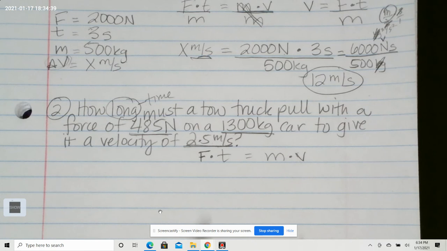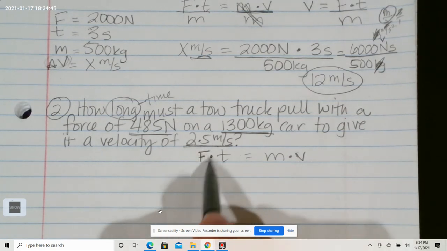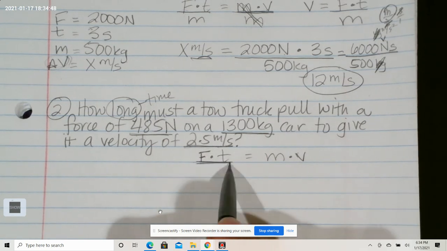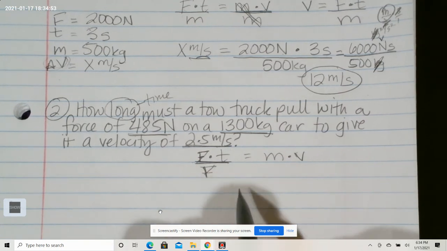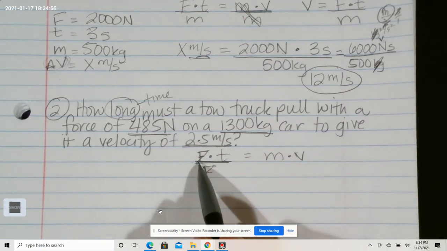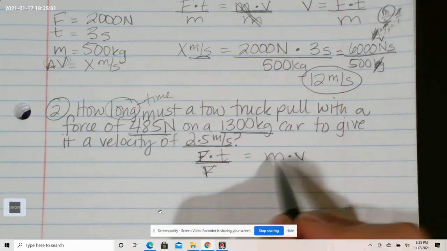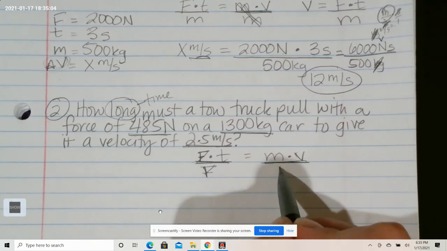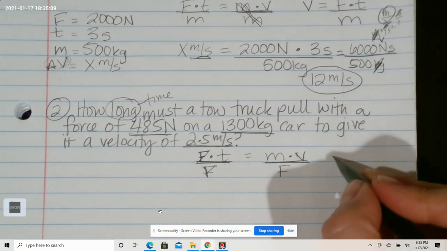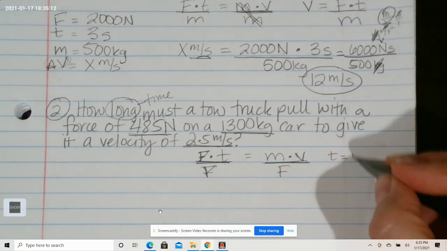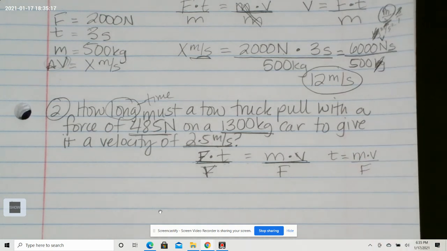So if I want to find time, I need t by itself. That means I got to get rid of the f. I got to get rid of it so it's on the other side. So if I'm getting rid of f, I divide out f. That leaves t alone. So the rule of thumb I always remember is divide out the opposite thing I'm looking for. So if I'm looking for t, divide out f. If I'm looking for f, divide out t. If I do it to one side, I have to do it to the other side. That leaves me with t equals m times v divided by f. So if I wanted to write it one more time, just clearer, m times v divided by f. So time equals mass times velocity divided by force.